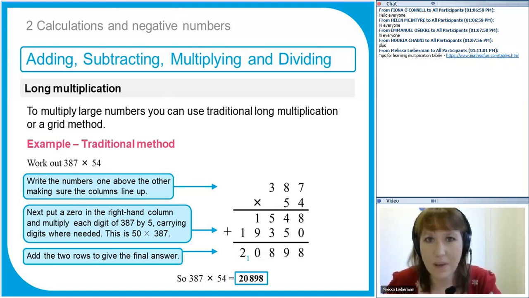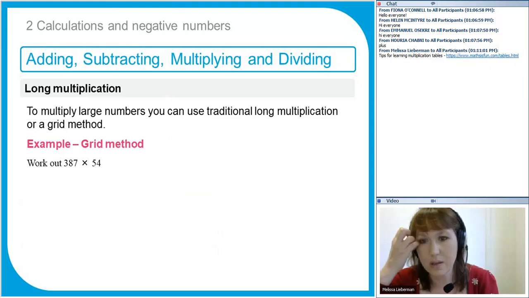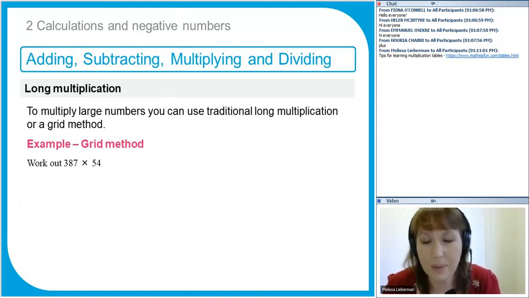If you've never done that method before, you don't need to. You can use a different method. So for example, you might use this grid method. Let's have a look at how this works. So this is doing the same thing, it's just breaking the numbers up a bit more.